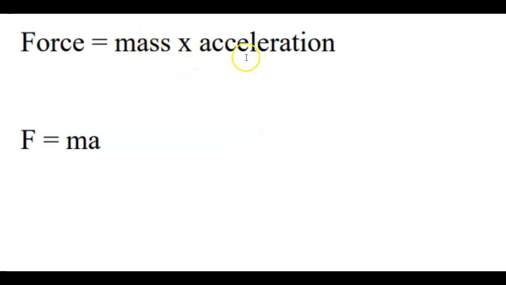The more acceleration you want, the more force you're going to need. If you want to make something accelerate very, very slowly, it takes less force than if you want it to accelerate very, very fast. So that's why force equals mass times acceleration, or F equals ma.